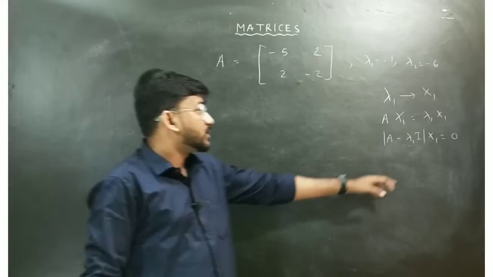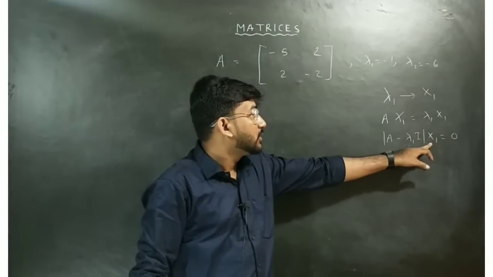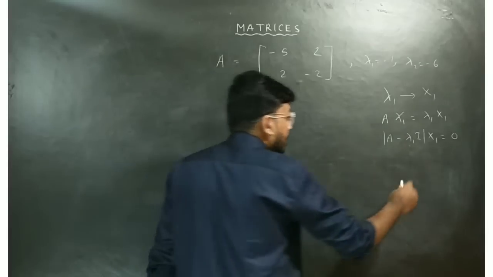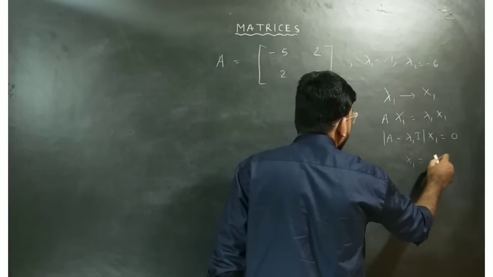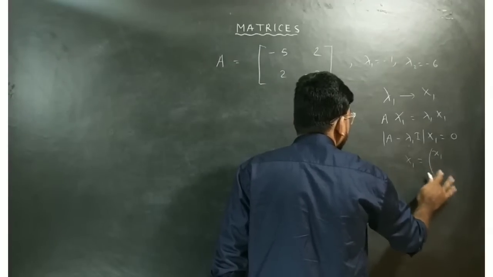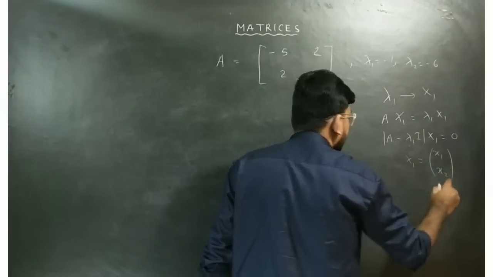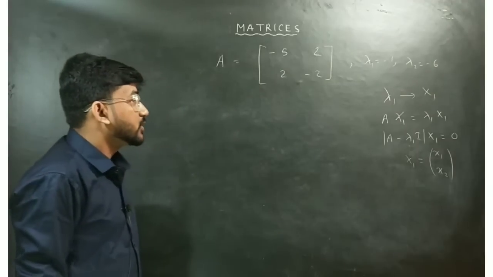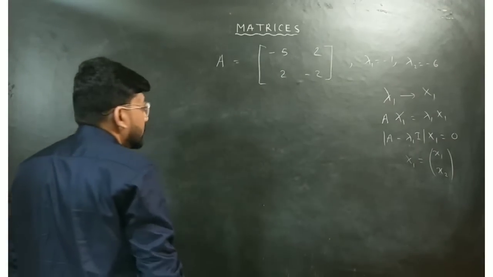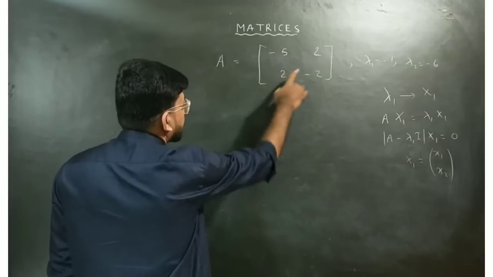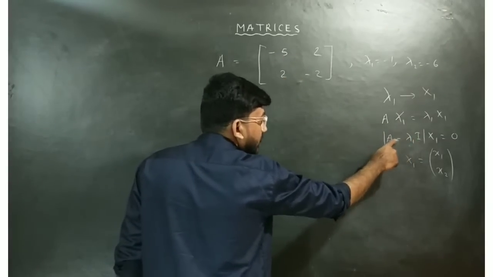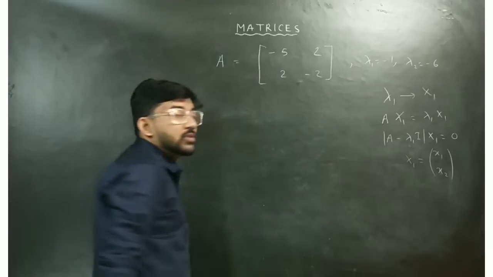So now let us suppose that x1 is an eigenvector with components x1 and x2. Let us suppose this kind of situation. Okay, so now let me find out for this A what A minus lambda 1 I will be, when lambda 1 is equal to minus 1.